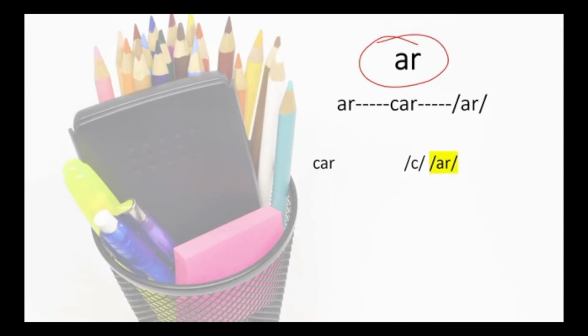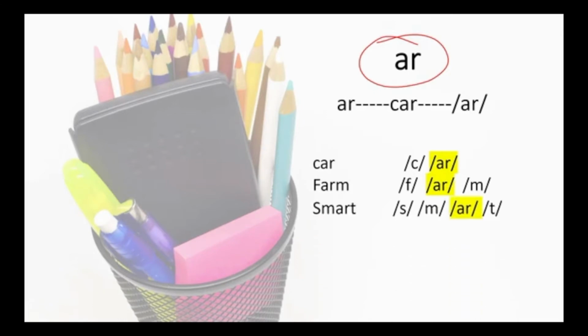Some examples, like I said before, car, you break it and you have k-r. R would be at the end of the word. You could also have a word like farm, f-arm. Notice in this case, the R comes in the middle of the word with 2 consonants on either side.